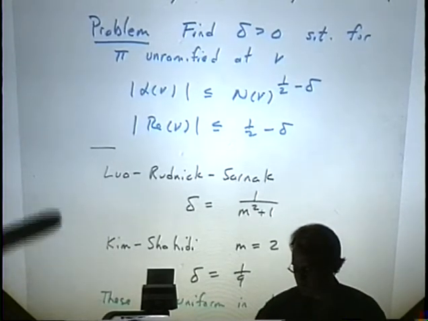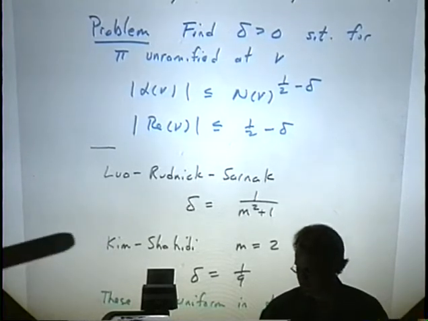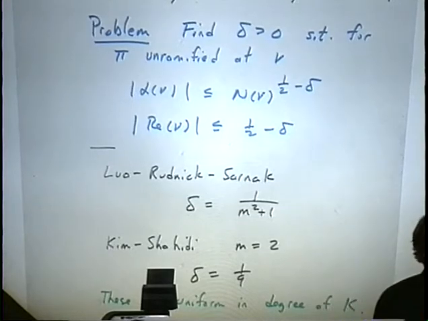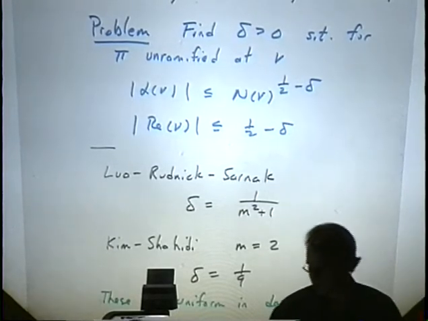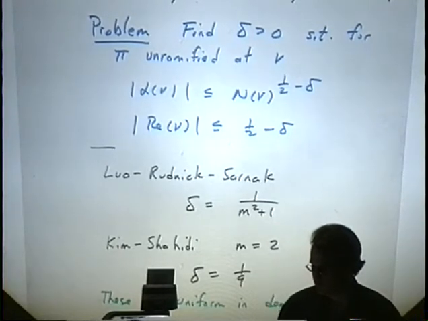Now, there's been lots of work. I'm not going to recount all the results, but suffice it to say that when m is 2, one has the machinery of symmetric powers and all the beautiful work of Shahidi and Kim. And for that case, one has delta is 1/9, which is significantly better than this.